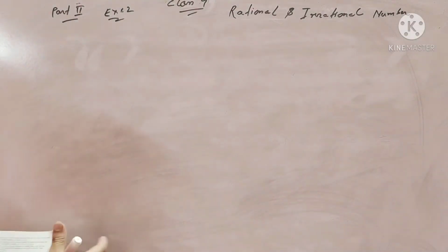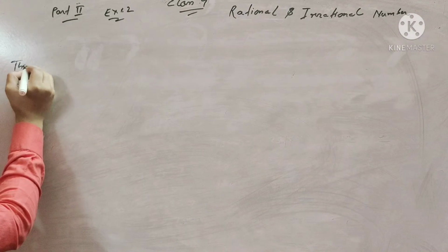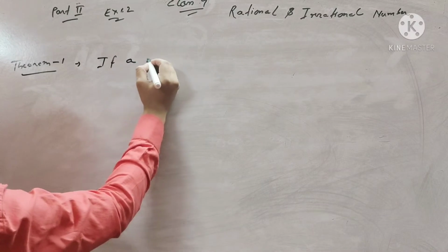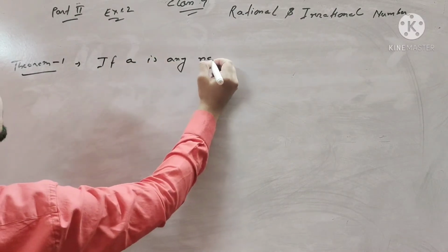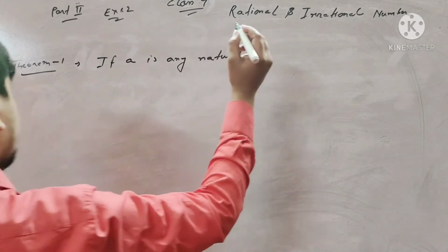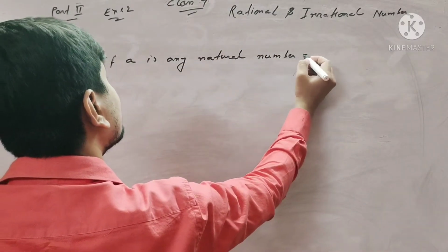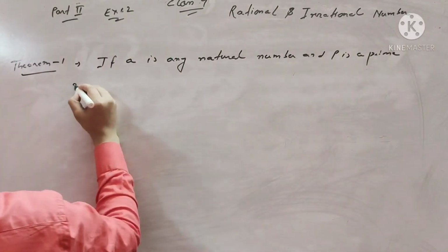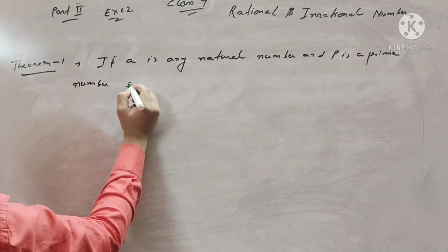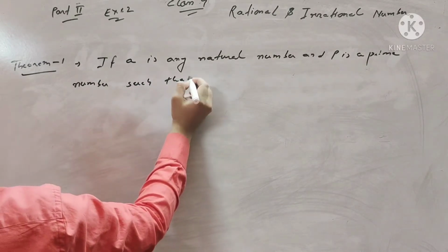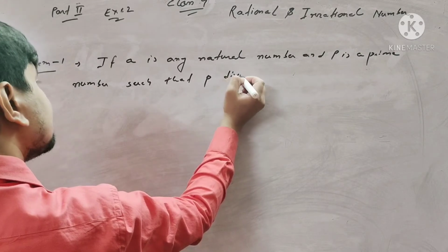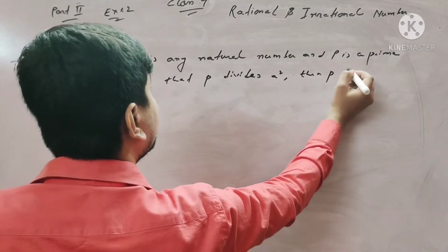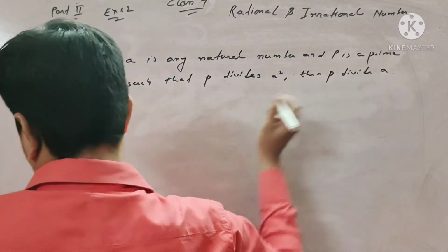What are the two theorems? Check it out. Theorem 1: if a is any natural number and p is a prime number such that p divides a square, then p divides a.